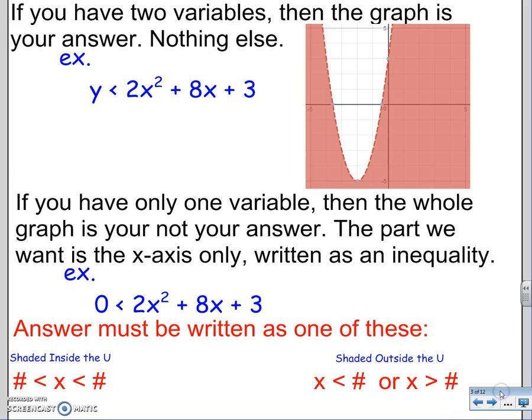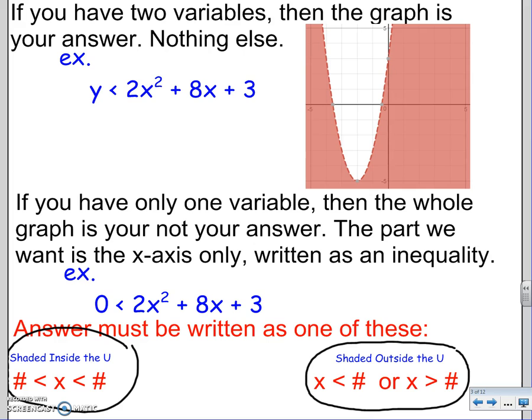Now our answers, there's 2 types. First, if you have 2 variables, for example, x and y, the graph is your answer, nothing else, right? You just stop after the picture. But if you have only 1 variable, for example, the same equation, but with the 0 instead of y, this is x now, you don't need the graph. You just want the part that's the x-axis. And we'll write that as an inequality. The answer will be the bottom left thing. It will either be this or it will be this. And that's your answer, not the picture. However, the picture will help us answer that. All right, and I'll show you in a bit.